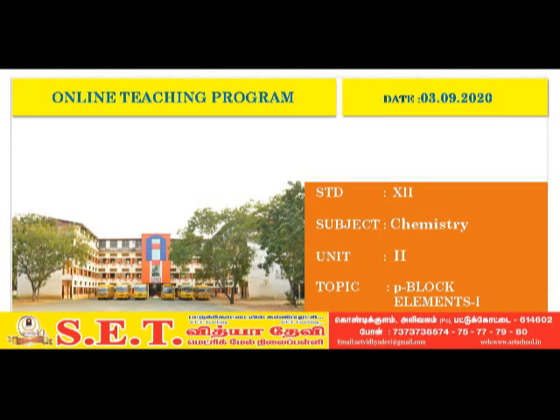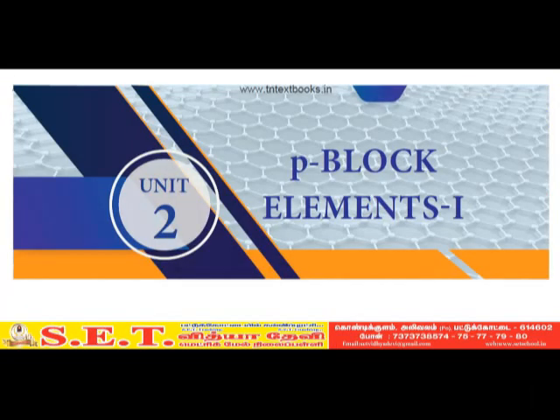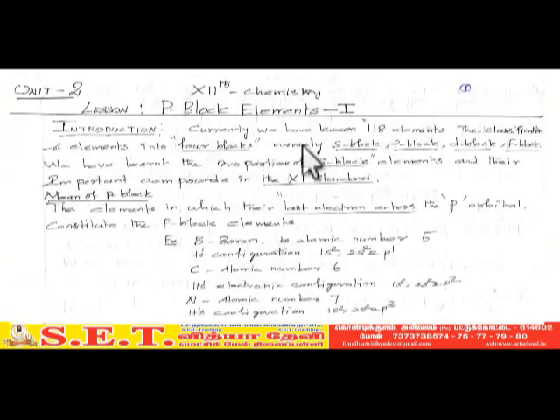Introduction about p block elements. In p block elements, a number of elements are present in the group of 13 to 18th group. So we have seen so far 118 elements.